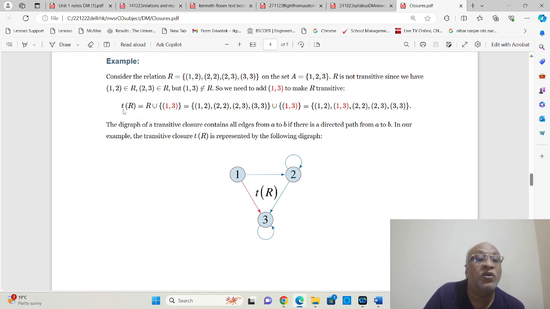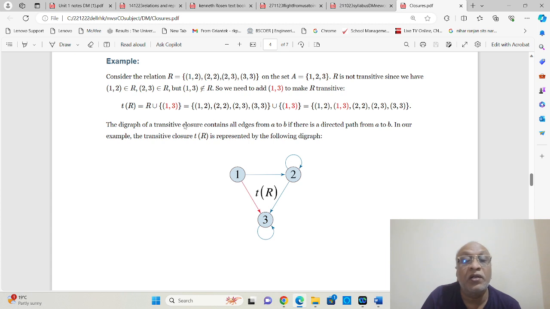This is the symbol for transitive closure, T of R. So R union the missing element (1,3). Just take the relation R: (1,2), (2,2), (2,3), (3,3) union with (1,3). So this becomes my new relation.